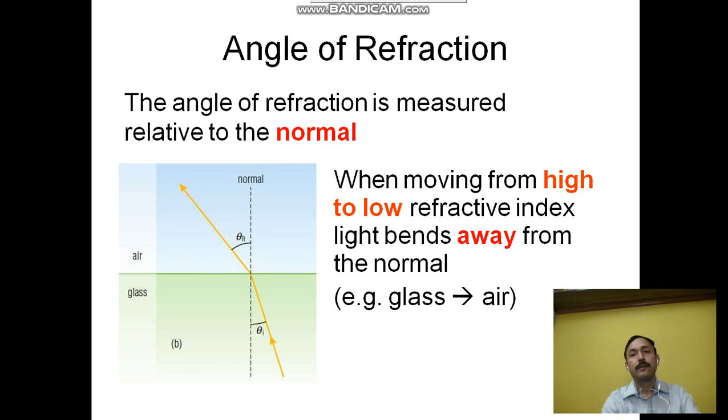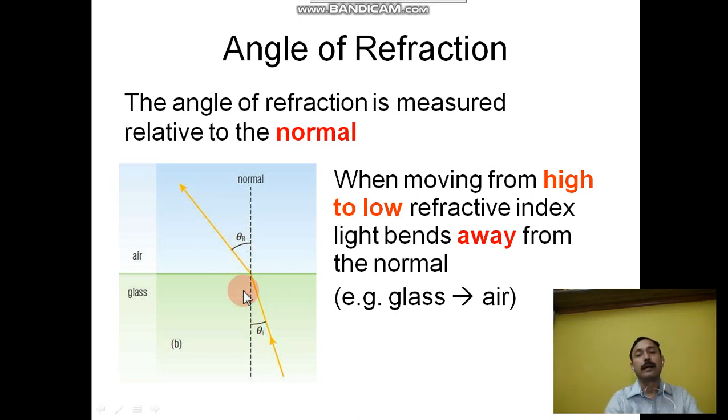Here theta I is the incidence angle and theta R is the refracted angle, or angle of refraction. When moving from high to low refractive index, this one is glass, its refractive index is more, and this is air, its refractive index is less. When light comes from glass to air, this is the incidence angle and the light moves away from the normal, or bends away from the normal. This is the incidence angle, this one is the refracted angle.